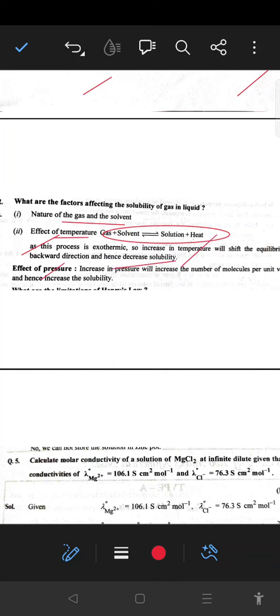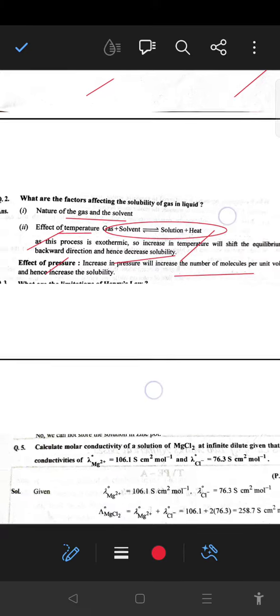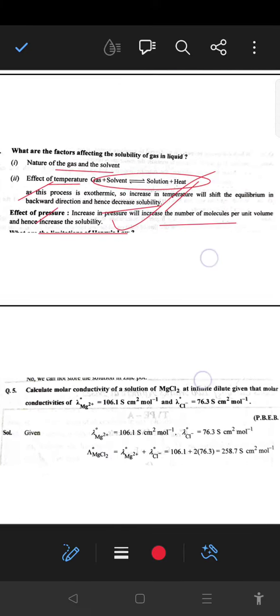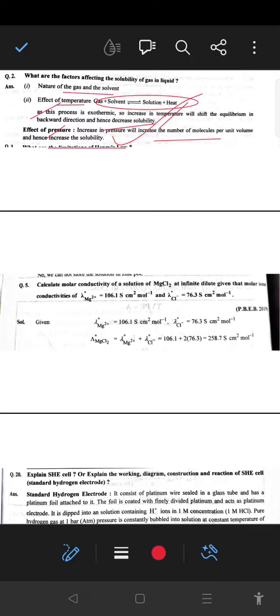Next, effect of pressure. With increase in pressure, the number of molecules per unit volume increases and hence the solubility increases. So solubility increase हो जाएगी, according to Henry's law.